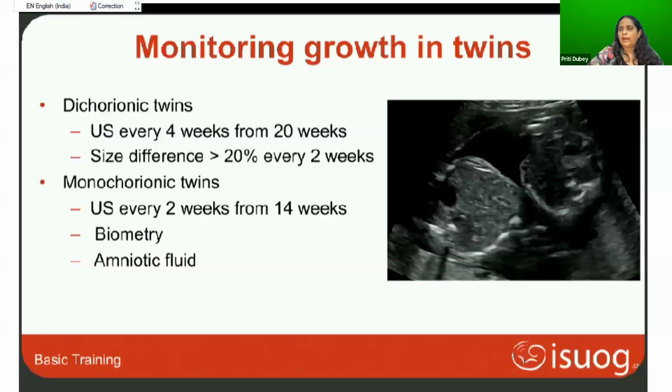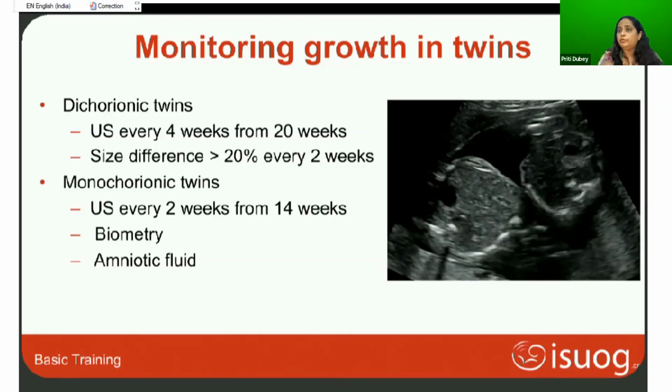For twins, we have to know the chorionicity in the early trimester. As we all know, till 14 weeks, almost 15 to 20% of the babies lose one of the twins, so it is very important to ascertain the chorionicity before 14 weeks. Based on that, we need to call the patient. How frequently we need to call the patient is based on the chorionicity of the placenta. So that is very important.